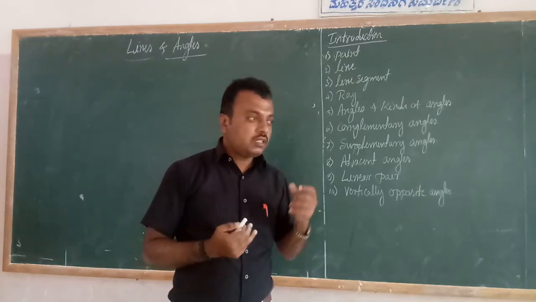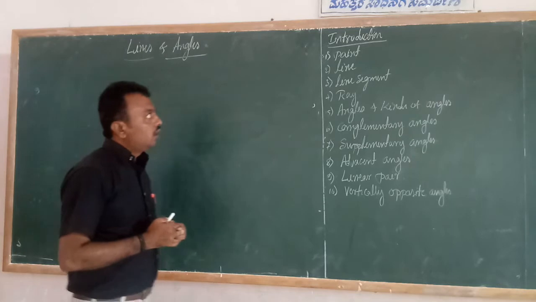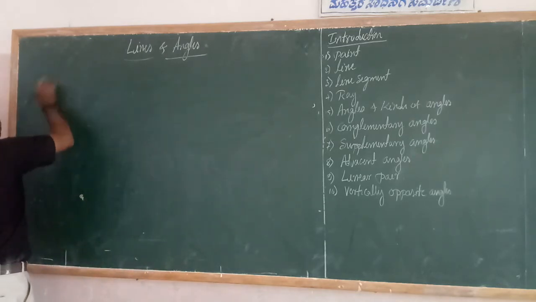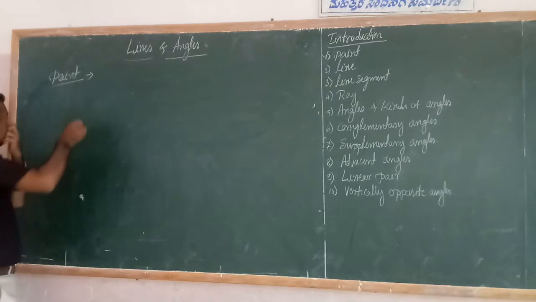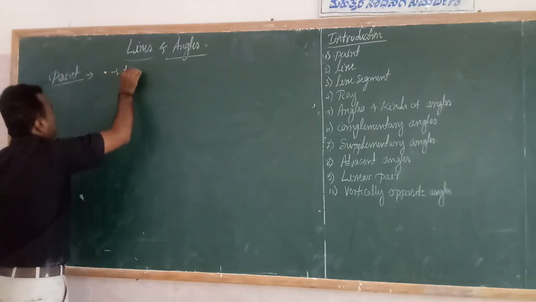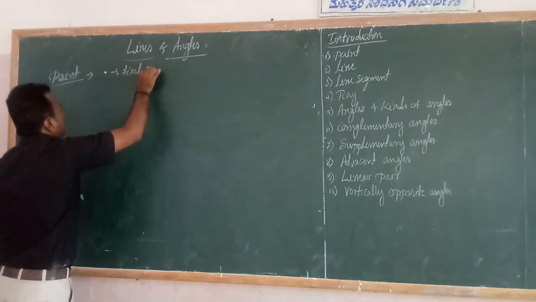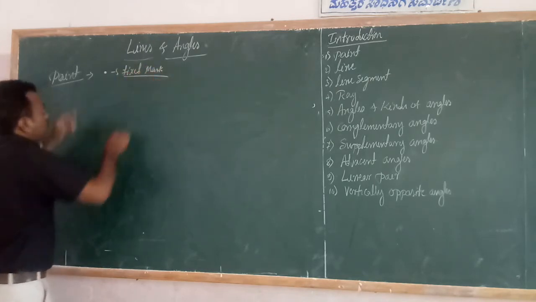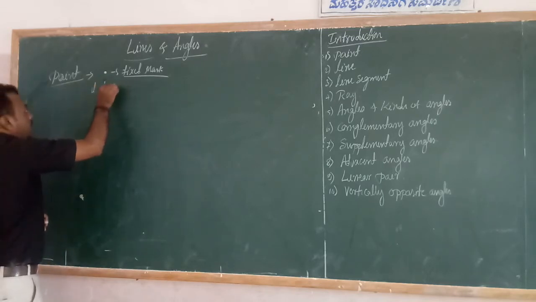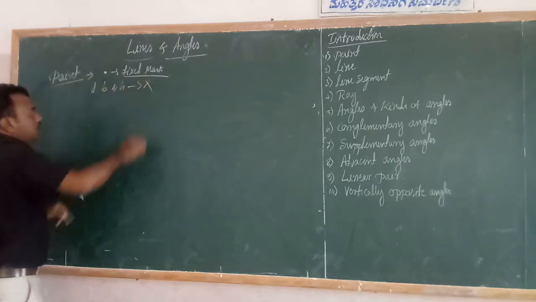Okay students, firstly we have to discuss the point. What do you mean by point? A point is a fixed mark, or a fixed point. There is no actual position. There is no length, breadth or height.